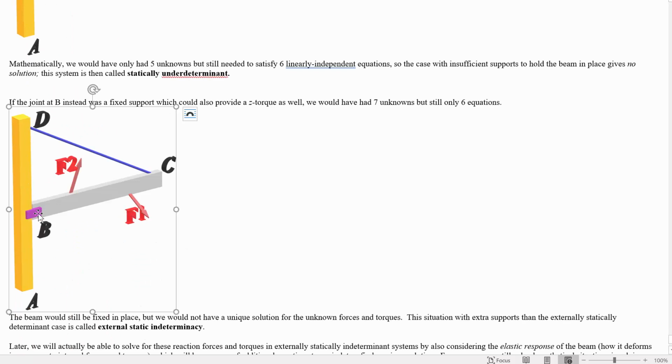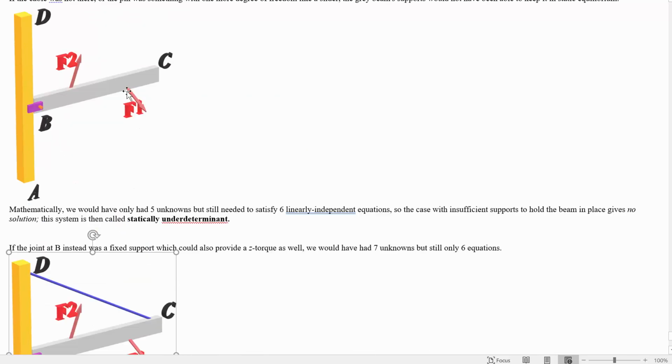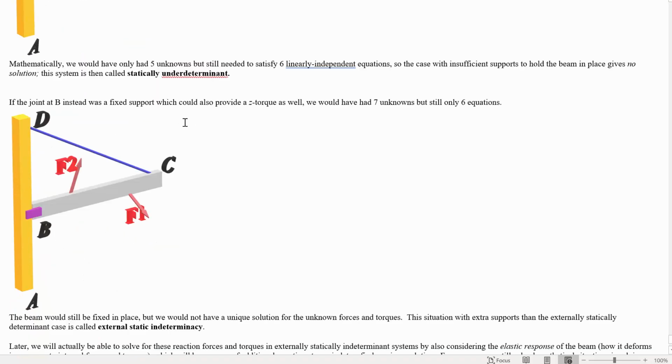Alternatively, if we had a fixed support here, now it's not going to fall, so we have a different problem. This one where we can't solve for it is called statically underdeterminate. That's a big problem because the structure is not going to be really in static equilibrium. This one is a problem for now. So this is over-constrained from the structural sense. We've got too many supports, over-supported.